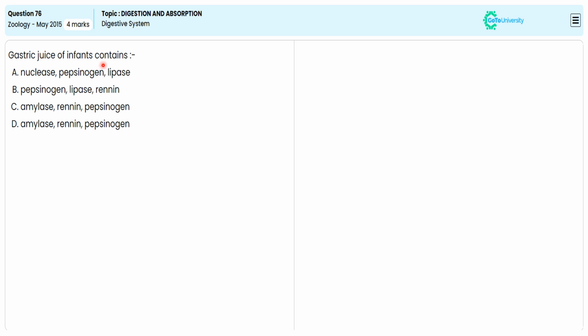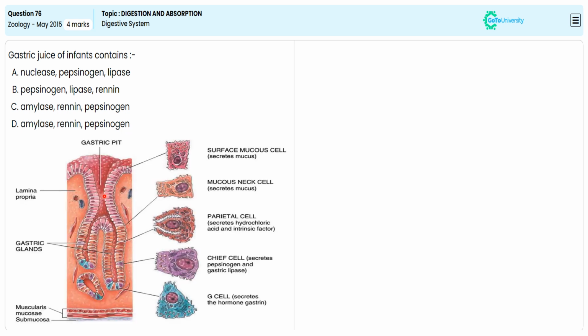In this multiple choice question, from the given options, they are asking us to specify the correct ingredients of the infant gastric juice. For this, let me explain the gastric gland location in the gastric pit. The gastric gland or the gastric pit has a variety of cells that make a variety of ingredients so that it will make a viable gastric juice for supporting protein digestion and lipid digestion.